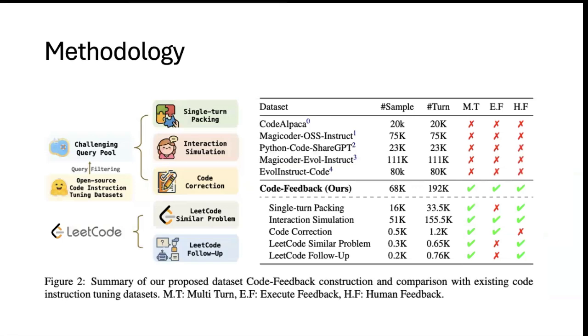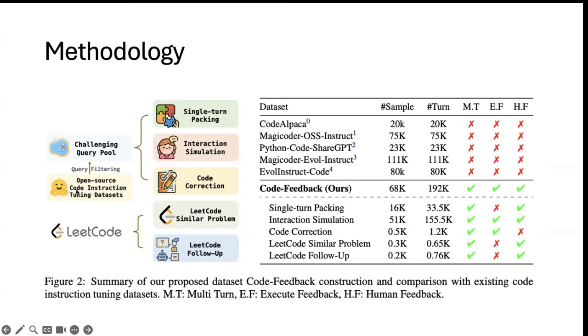So as I mentioned before, these datasets do not have multi-turn, execution feedback or human feedback, whereas this Code-Feedback dataset, because they have utilized it, has all those multi-turn, execution feedback and human feedback. How they got this multi-feedback can be seen from this section.